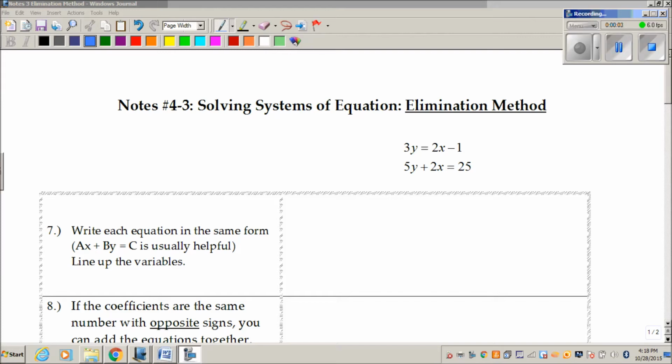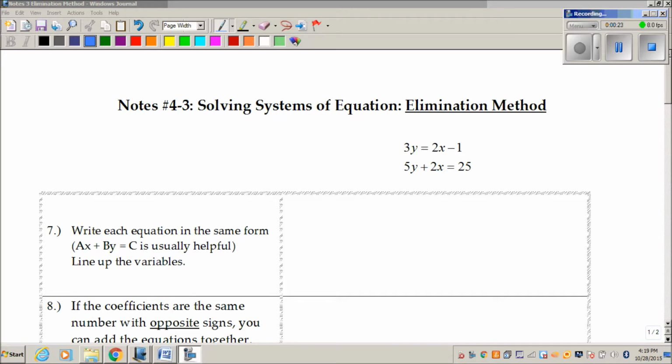Welcome to notes number 3 on solving systems of equations using the elimination method. So we've seen the graphing method and we've done the substitution method. So this time we're going to take a look at another algebraic method for solving equations. Sometimes it's not convenient to solve for a variable.